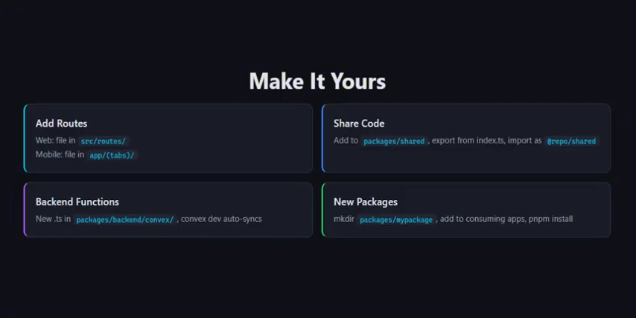Want to add shared business logic? Create a new file in packages/shared. Export your types, your utility functions, your constants. Both apps can import them immediately. The workspace linking handles it.